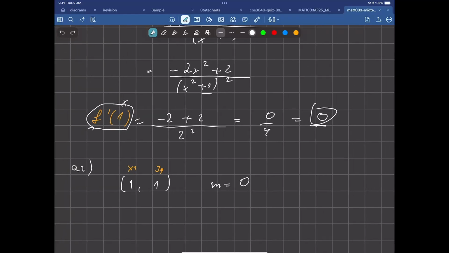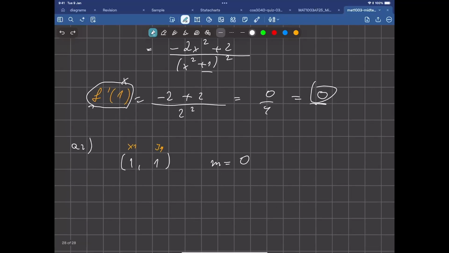So that's the tricky part here. You just need to understand that the derivative at a given point gives you precisely the slope at that point, okay? And from here, you just need to remember the equation of the line, which we've learned before. I think it was called the point-slope formula. That's y minus y1 equals m times x minus x1. And from here, you just plug in the values, right?